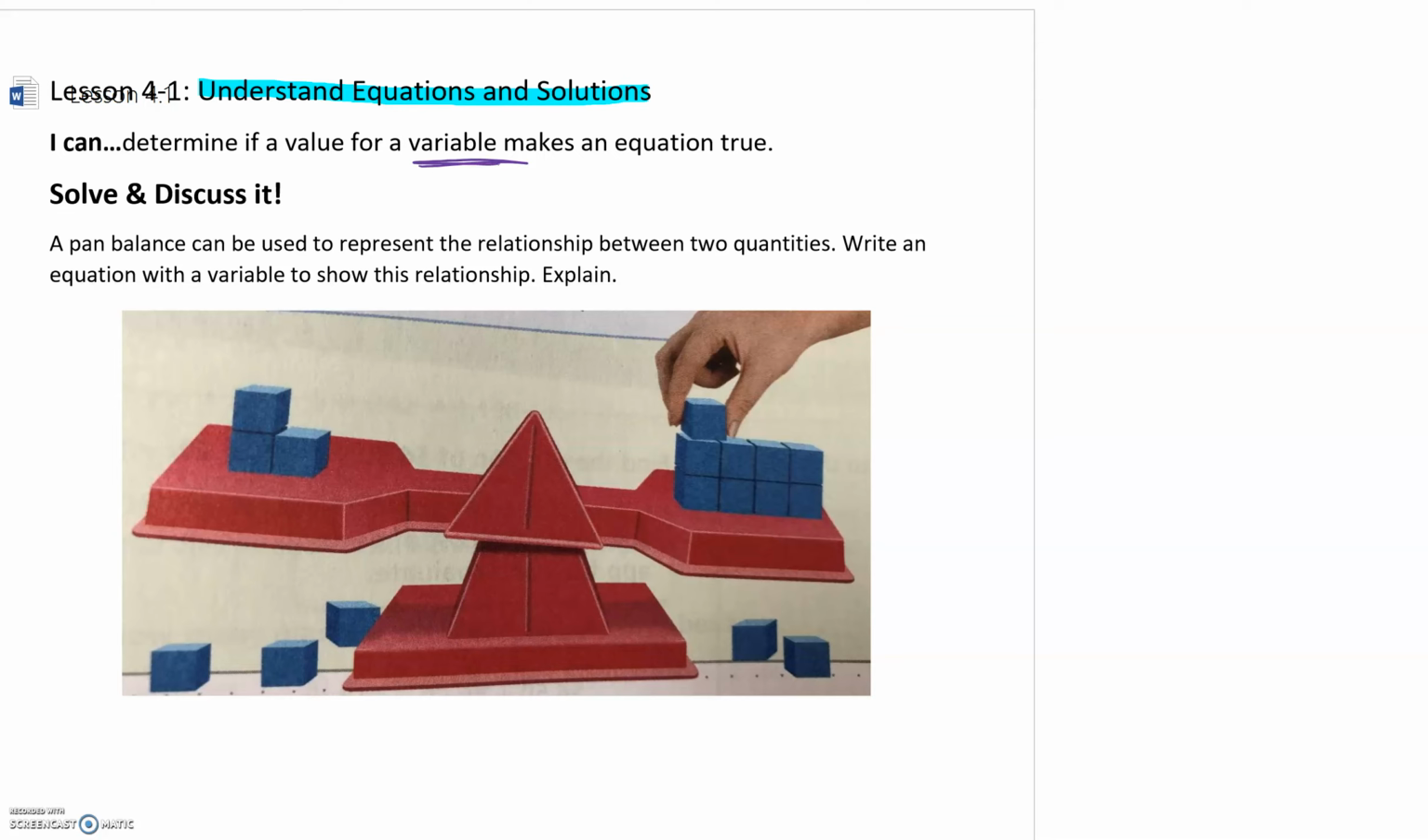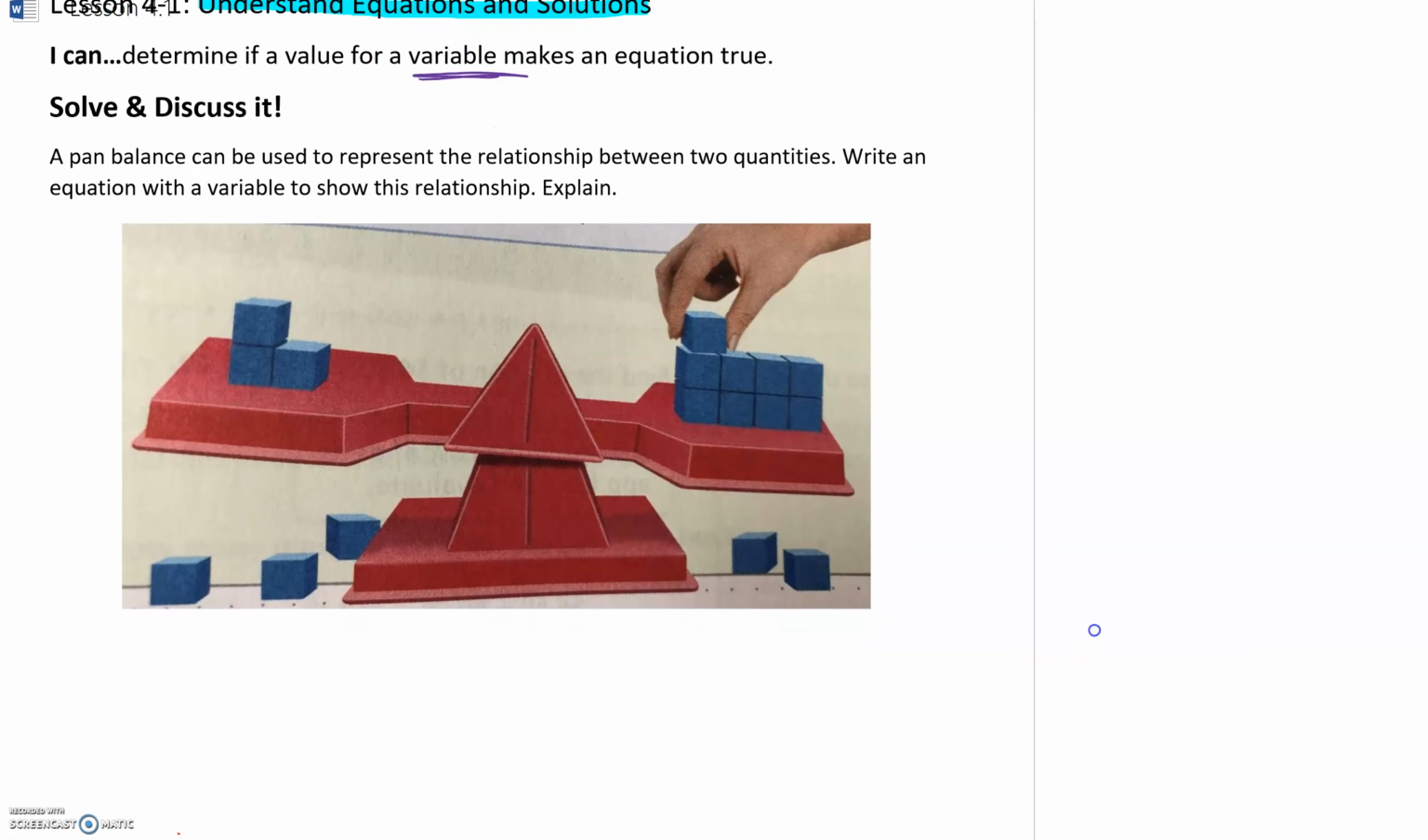So here is a pan balance. It can be used to represent the relationship between two quantities. It asks you to write an equation with a variable to show this relationship and explain. So please pause the video for a moment, think about it for a little bit, and then you can press play to continue to the answers.